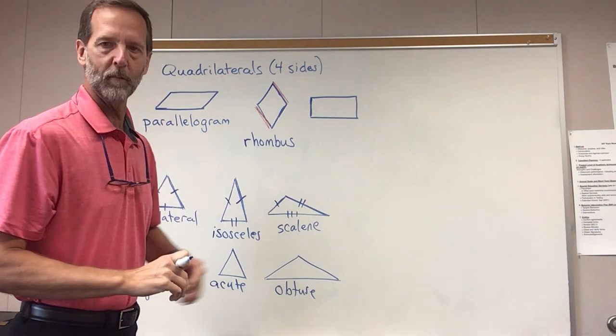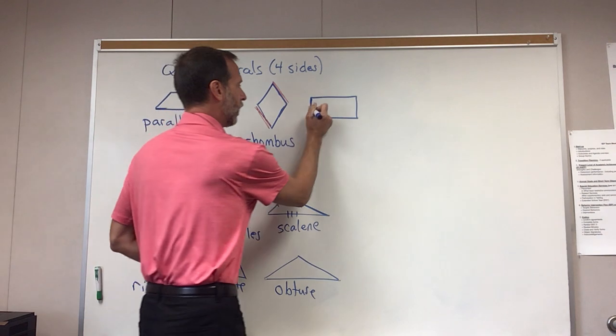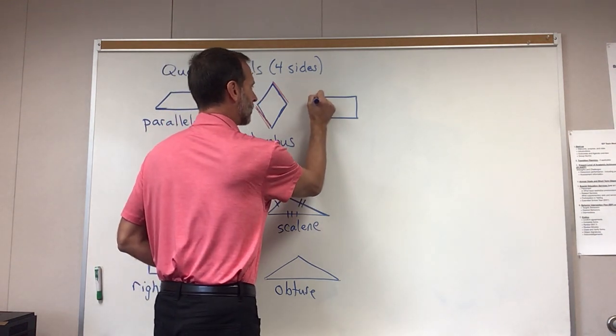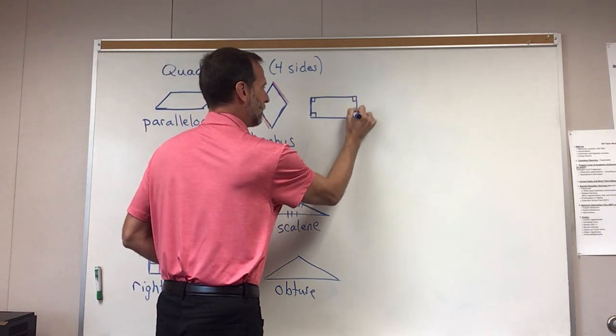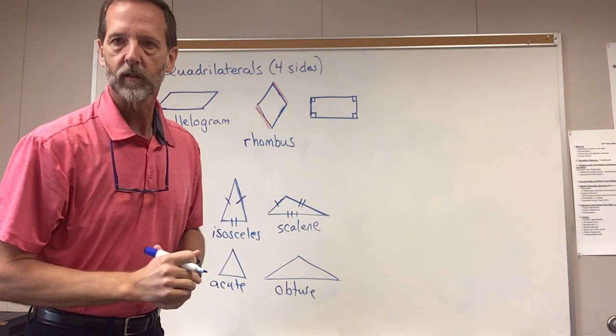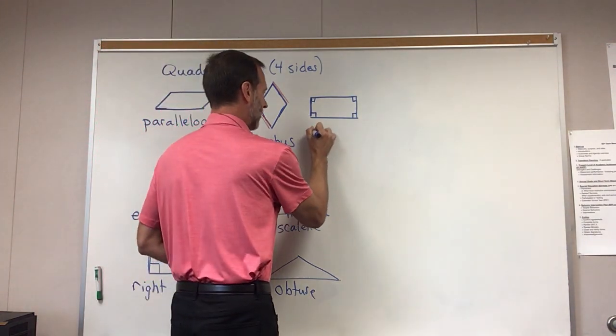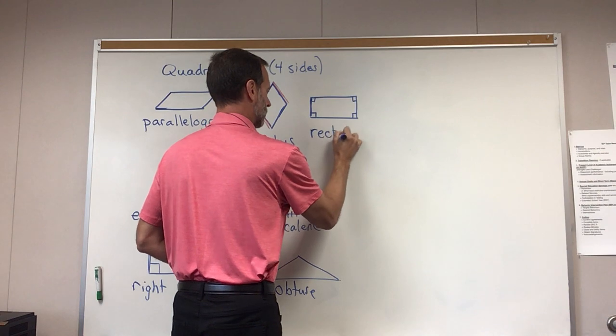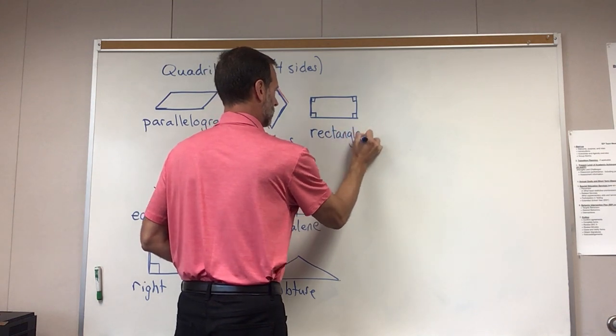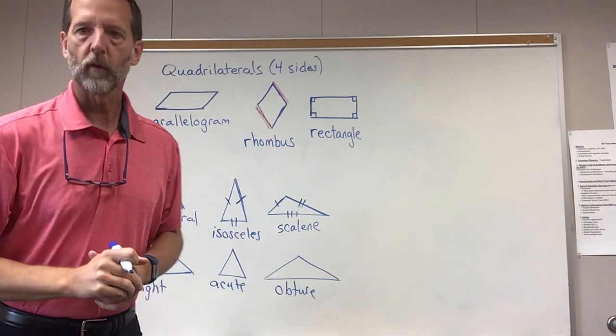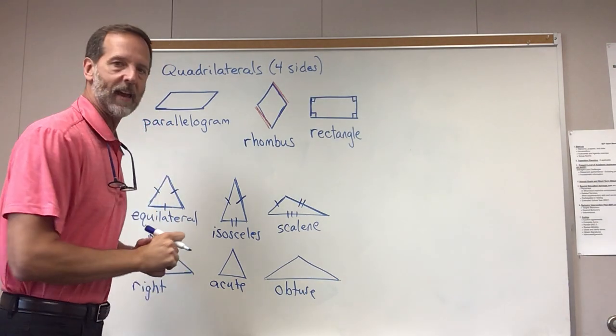No, it's not a rhombus. It does have, though, 4 right angles. And because it has 4 right angles, that makes it a rectangle.